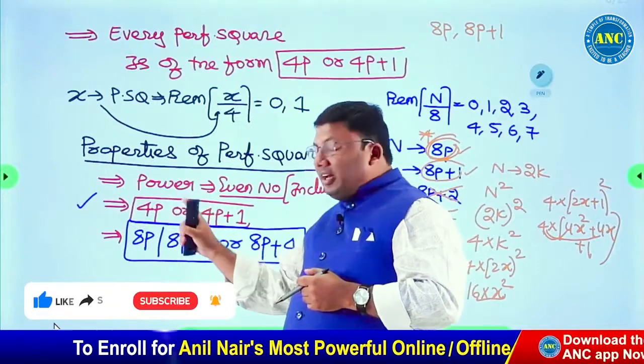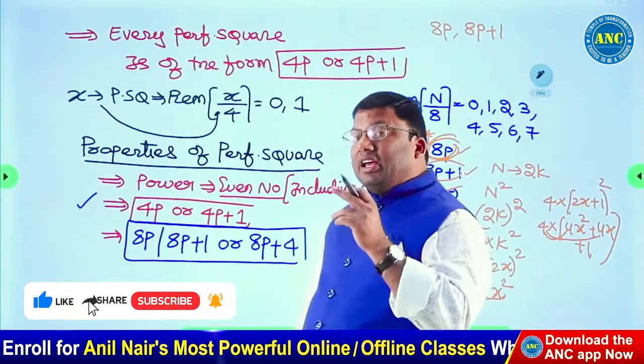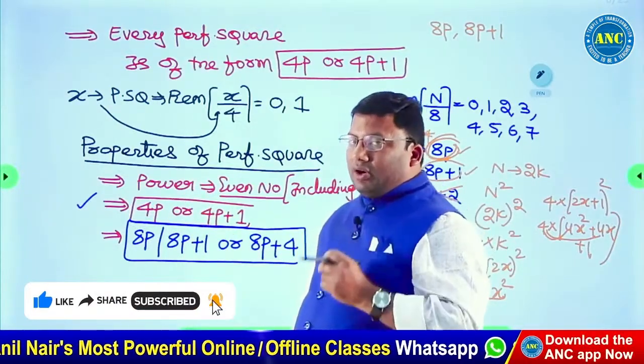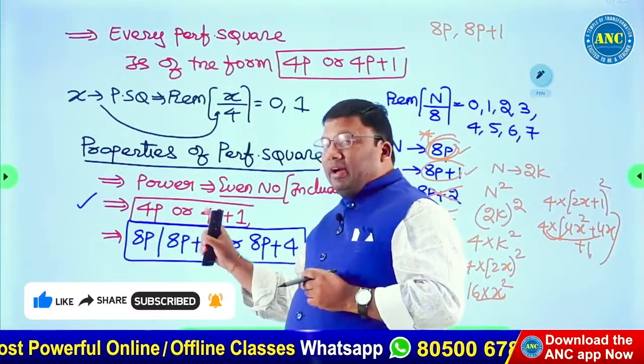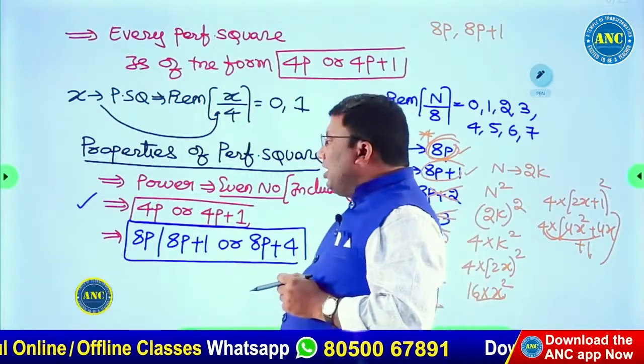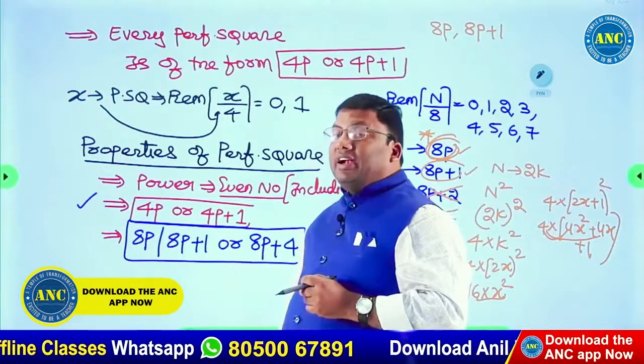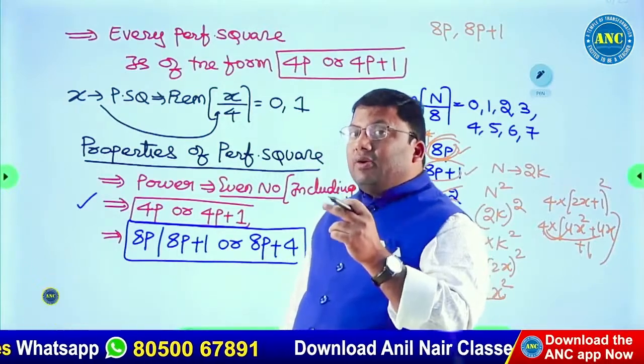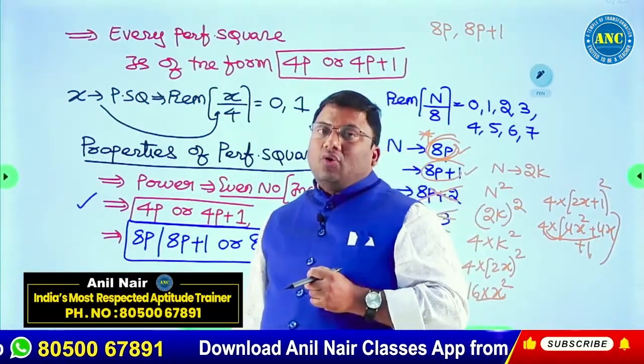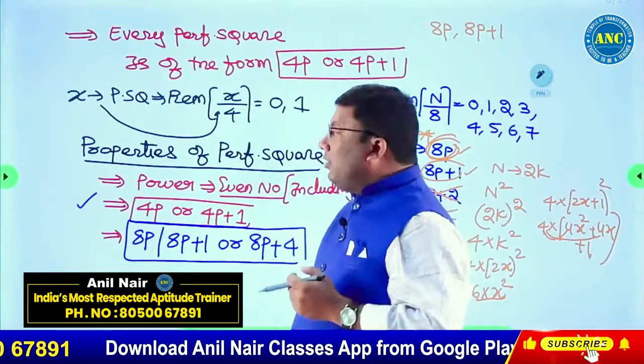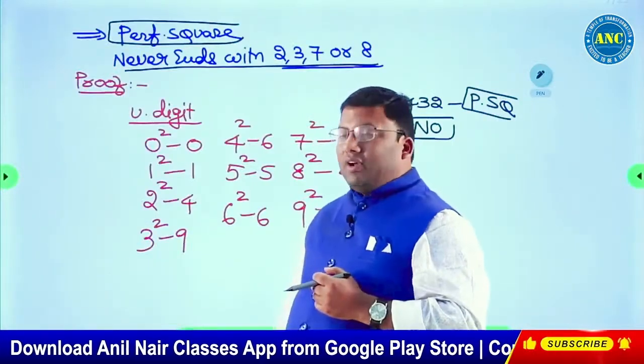A perfect square, when divided by 4, cannot give a remainder other than 0 and 1. Any perfect square, when divided by 8, cannot give remainders other than 0, 1 and 4.